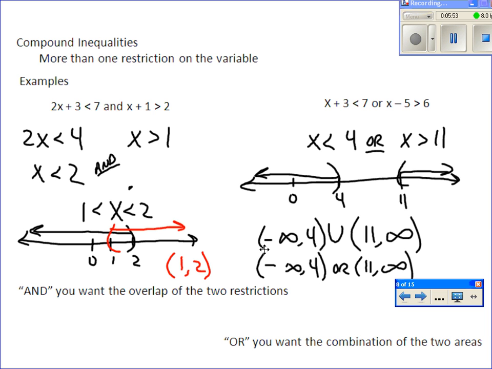So we can call that the interval from negative infinity to 4, union with the set from 11 to infinity. If instead of using the union symbol, you'd rather just write the word or, I'm fine with that. A little more intuitive if you don't want to get into all the set notation.